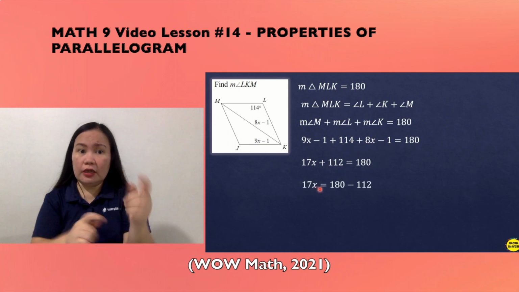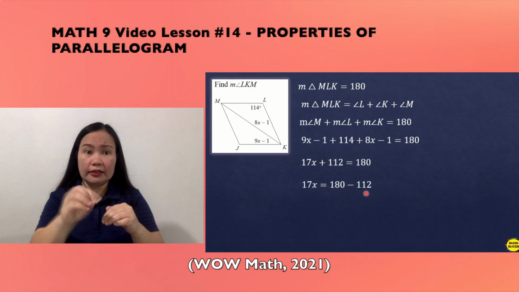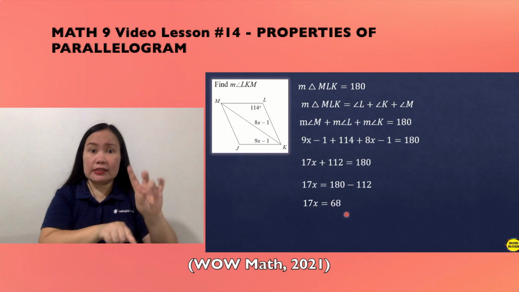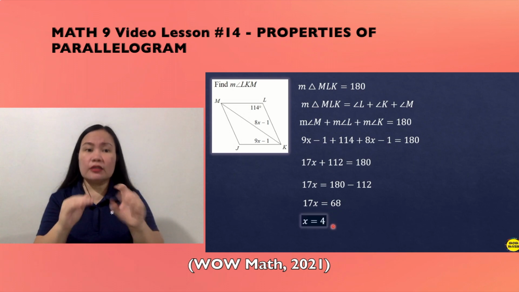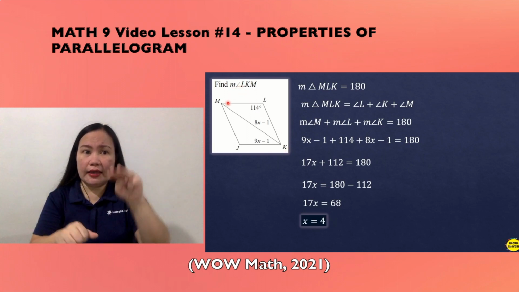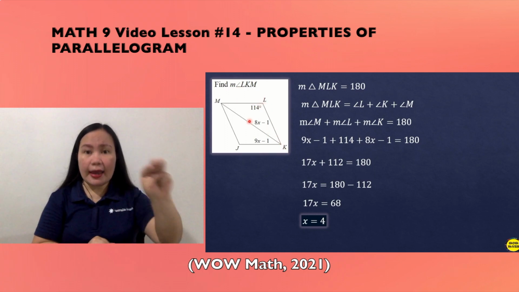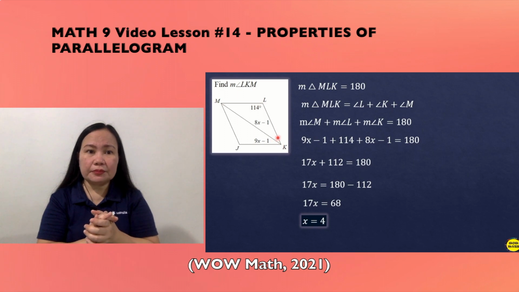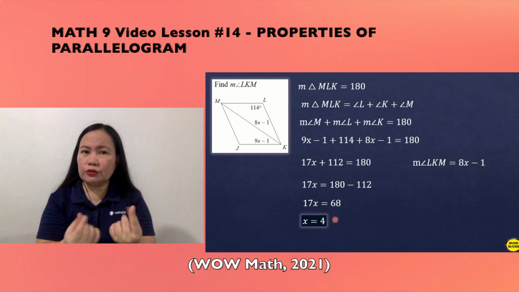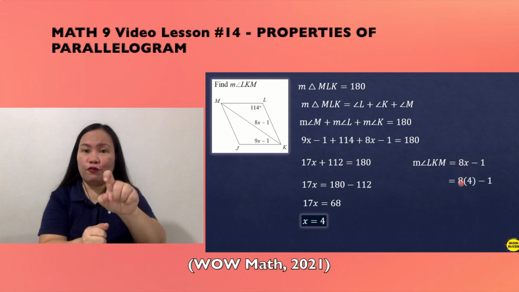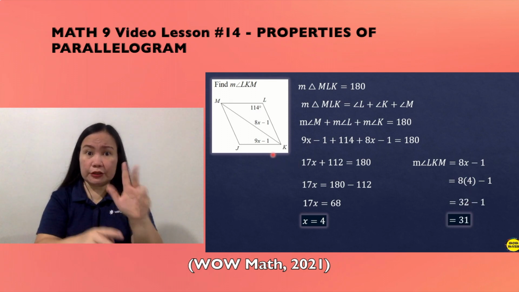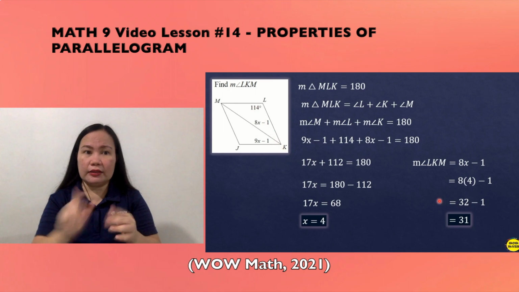Then, lipat natin si 112 sa right side. So, 17x is equal to 180 minus 112. And the answer is 68. So, to solve the value of x, so divide natin both equation by 17. Tapos, yung x natin is 4. Since yung kinukuha natin, ang hinahanap is measure nung angle LKM. So, saan yan? Yung angle LKM. So, ito. So, yung angle K natin. Yung 8x minus 1. So, ano ang measure niyan? So, ang gagawin lang natin, substitute natin yung value ng x. Okay? So, that is 8 times 4, 32, minus 1. The answer is 31. So, ang sukat ni nung angle LKM natin is 31 degree.